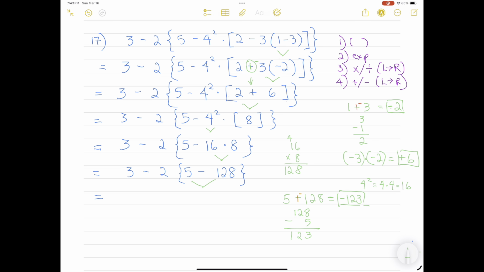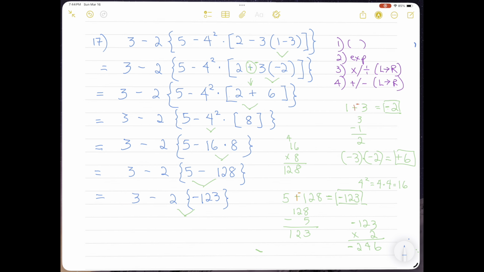So now I write negative 123 underneath the brackets on the equation, and I bring down the brackets and then the rest of the equation. So now I have 3 minus 2 times negative 123. The multiplication must be simplified before the subtraction. So I do that calculation on the side. Negative 123 times 2 will be a negative number, and it works out to be negative 246.